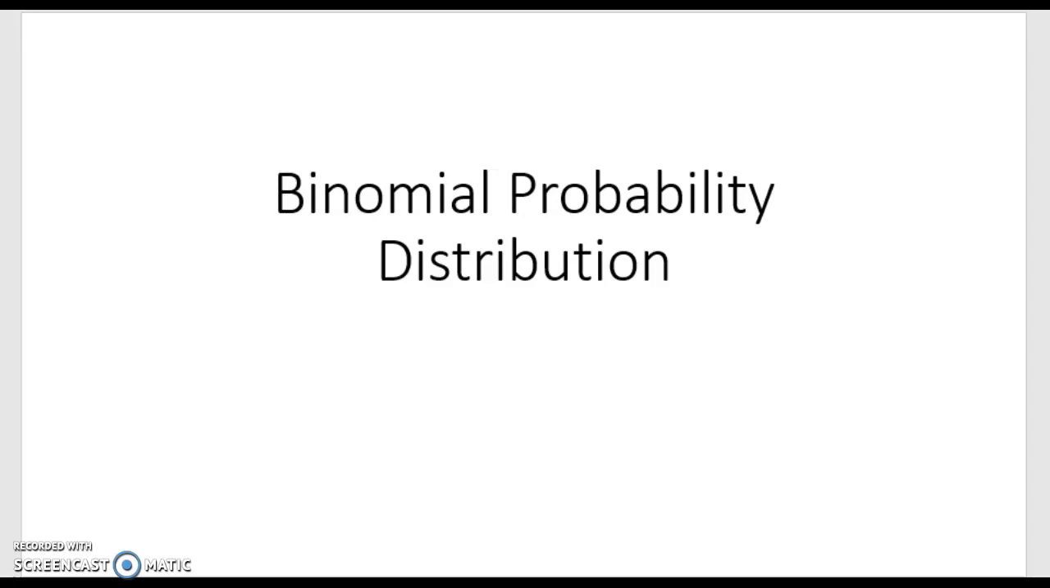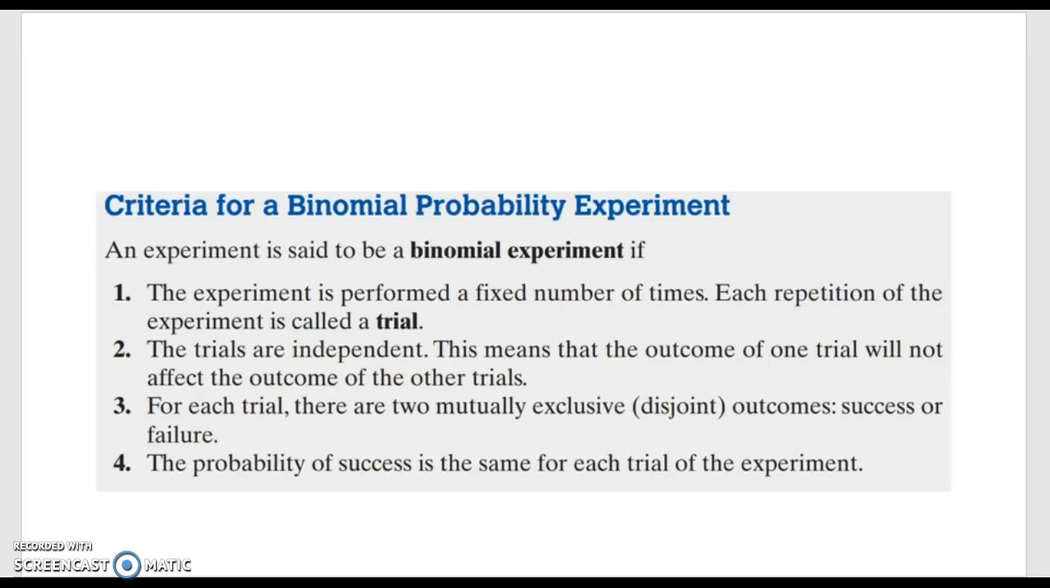Hi guys, let's talk about the binomial probability distribution. When we talk about the binomial distribution, there are four things that have to happen before we know it's binomial. One, there has to be a fixed number of trials.